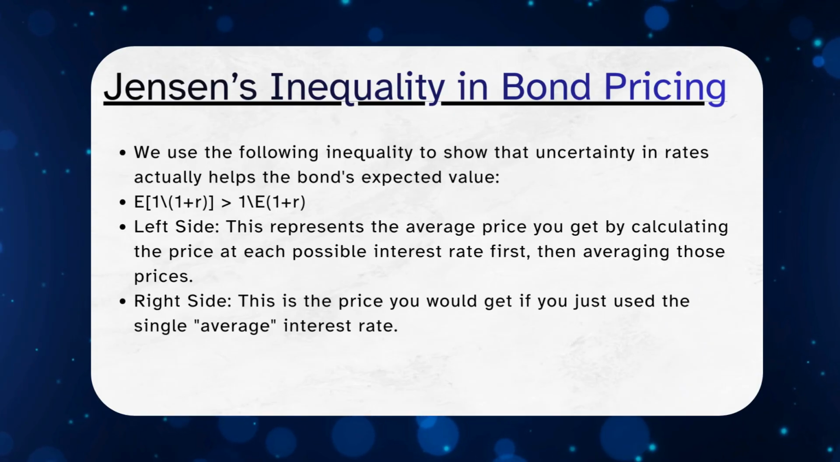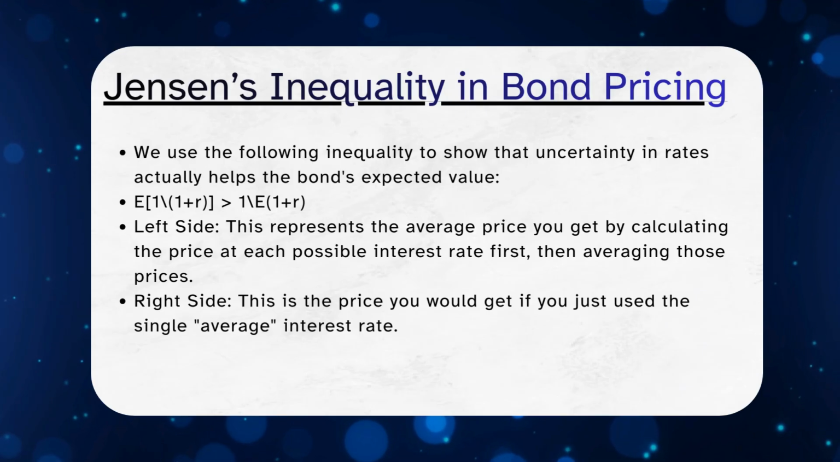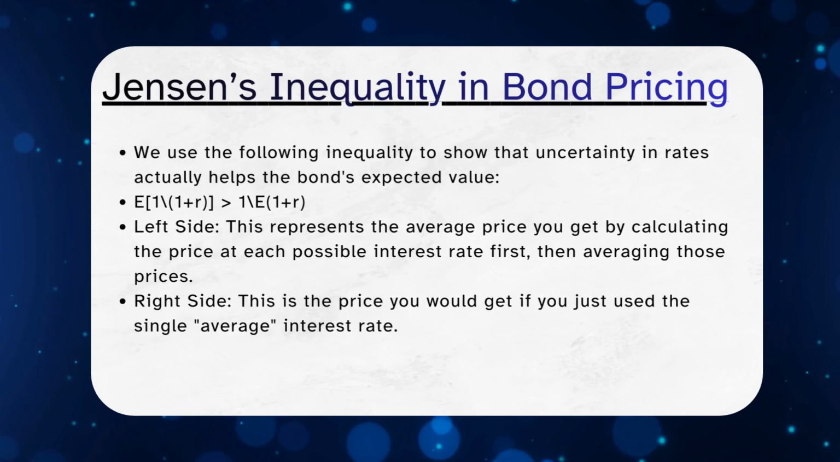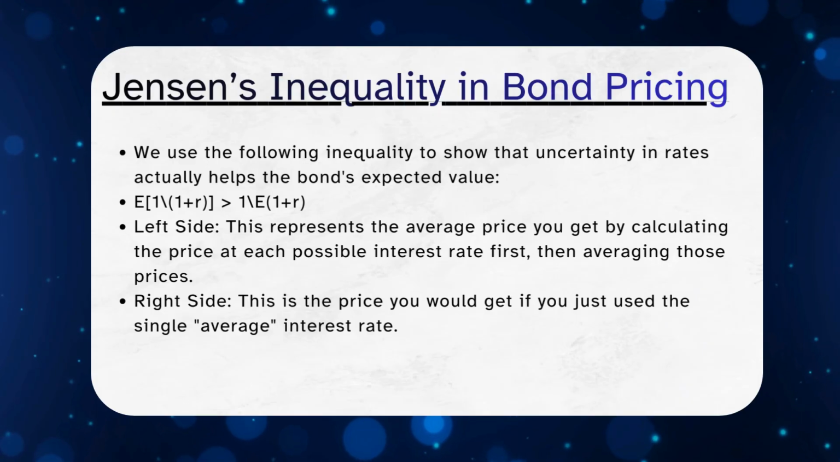Mathematically, we express it as the expectation of the price being greater than the price of the expected rate. This little greater than sign is the secret to convexity. It tells us that in a world where interest rates fluctuate, the bond is worth more than if the rate just stayed perfectly still at the average.